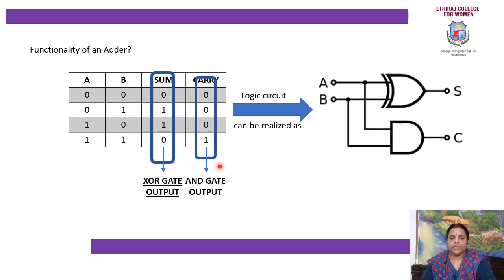Coming to the carry value, have a close look over the truth values. It is 0, 0, 0, 1, which is nothing but the output of the AND gate. So one can realize a logic circuit for this adder by incorporating an XOR gate as well as an AND gate. Whenever two inputs are supplied to the XOR gate, it produces the sum output. The same two inputs, when supplied to the AND gate, produce the carry. So the logic gate can be realized like this.